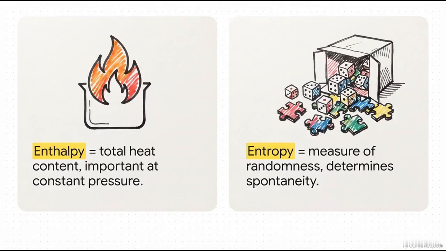In the other corner, we have entropy. It is the measure of randomness or energy dispersal. Its primary domain, determining spontaneity. It tells you the direction a process will naturally flow and whether that energy can actually be harnessed to do something useful. If enthalpy is the currency, entropy is the inflation rate.